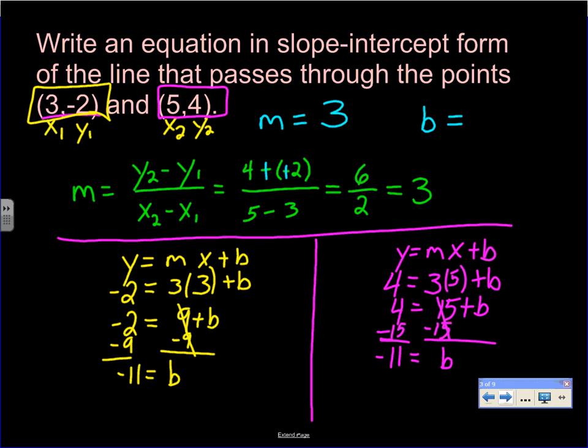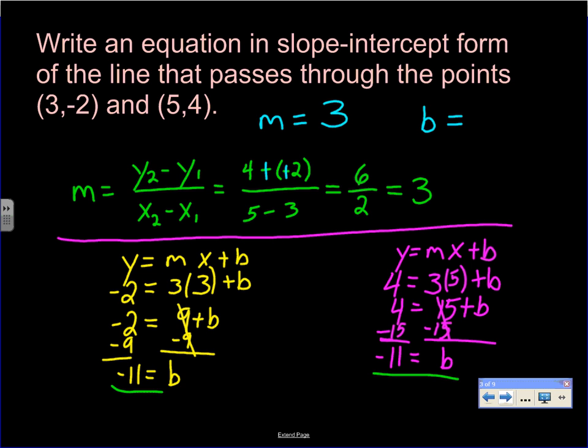And as we can see, it doesn't matter which point we choose, because both of these points are on the line. So therefore, the line is going to have the same y-intercept.